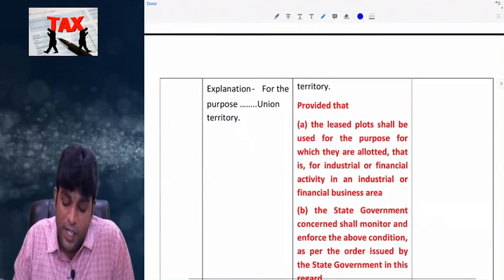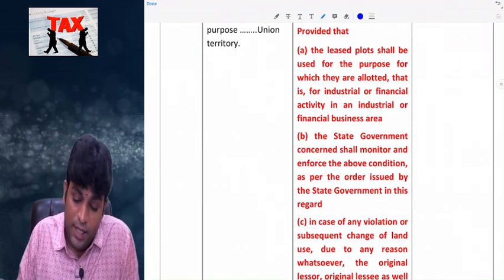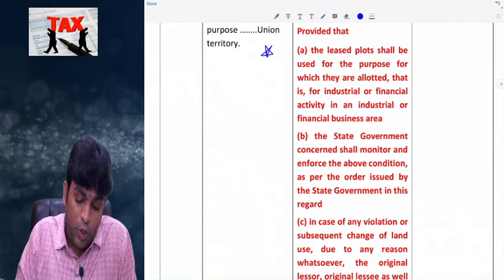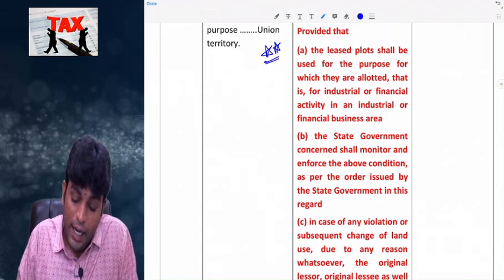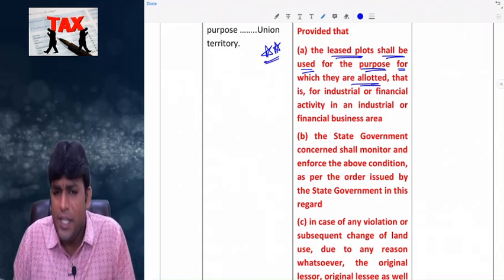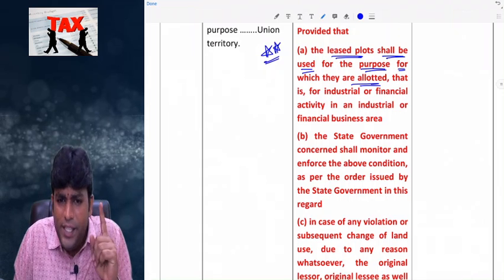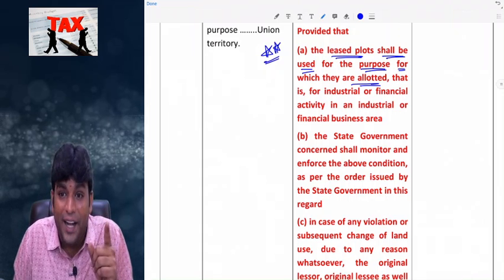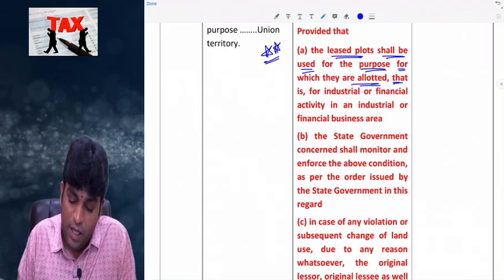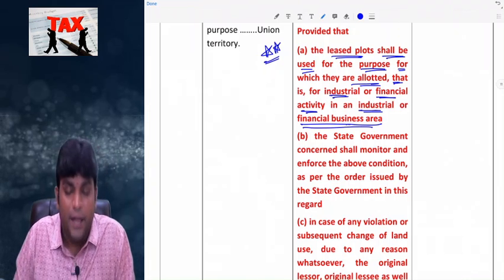And some more conditions have been prescribed in this context, stating that, provided that, see, very important, please concentrate, a question may come. Leased plots shall be used for the purpose for which they are allotted. Industrial plots are given for the purpose of setting up a factory and doing business. So please use it for the purpose specified, that is, for industrial or financial activity in an industrial or financial business area.